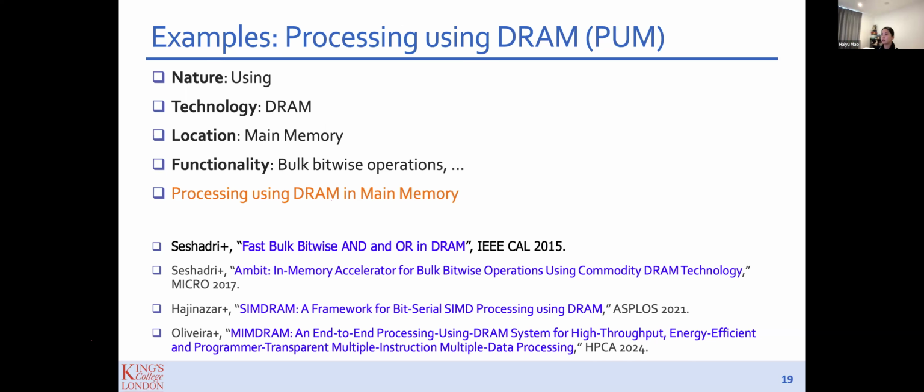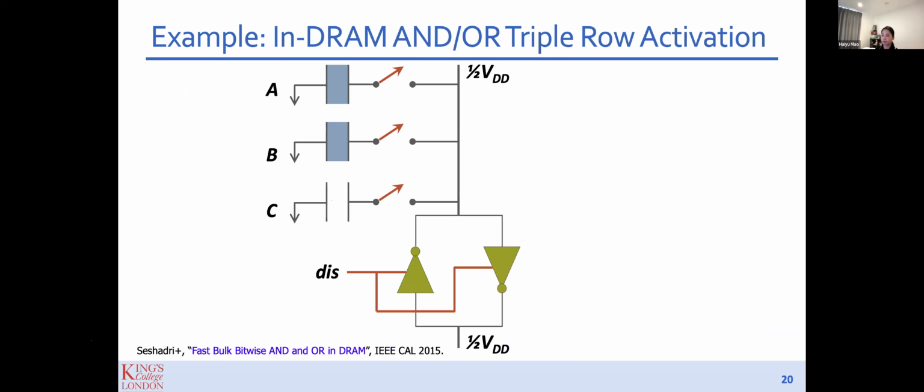So basically, here are some pictures and some papers that you can read to get more information. I won't go through the details. They kind of play with the physical things between the memory cells and the voltages. As you can see, here is an example of in-DRAM AND and OR operations through triple row activation.